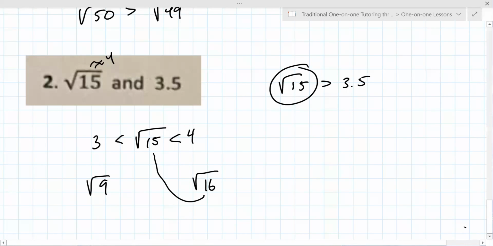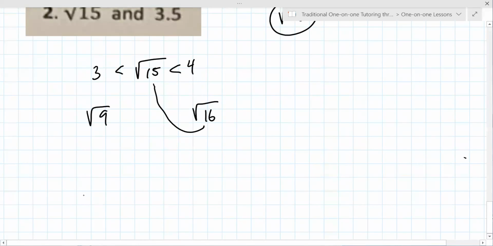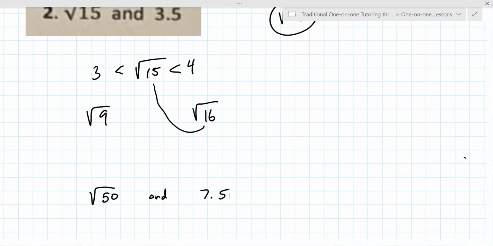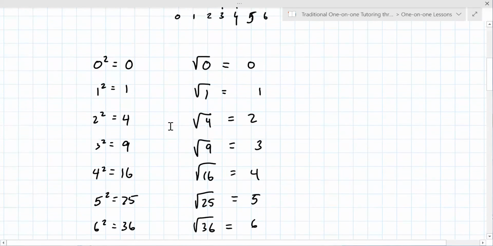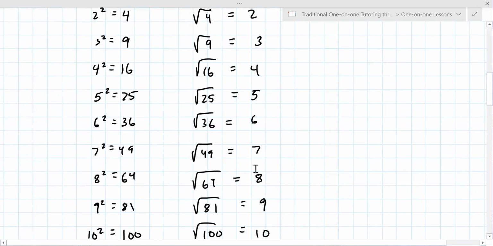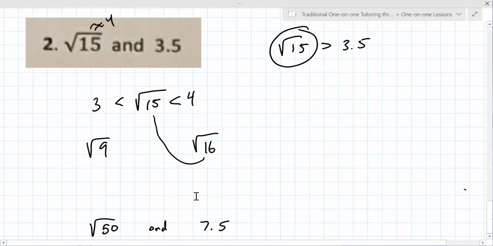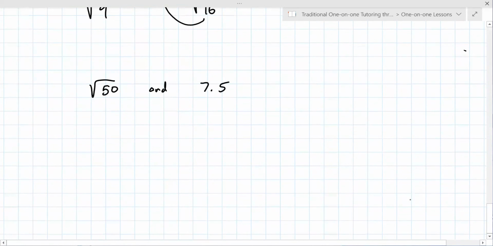Okay, so let's try another one like this. Let's compare the square root of 50 and 7.5. What is the square root of 50 like? Which number is it closest to in that table? It is closest to 49. So this is about 7-ish, right? It's a little more than 7, but it's about 7.